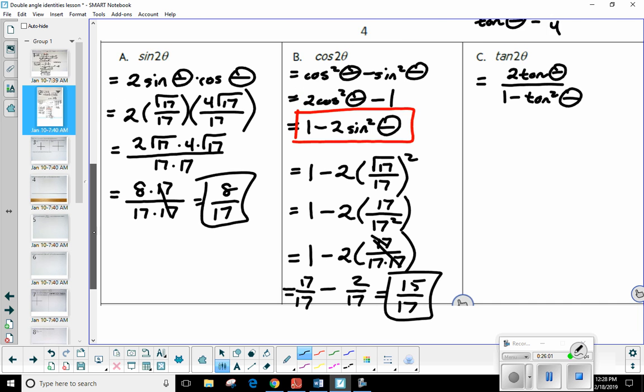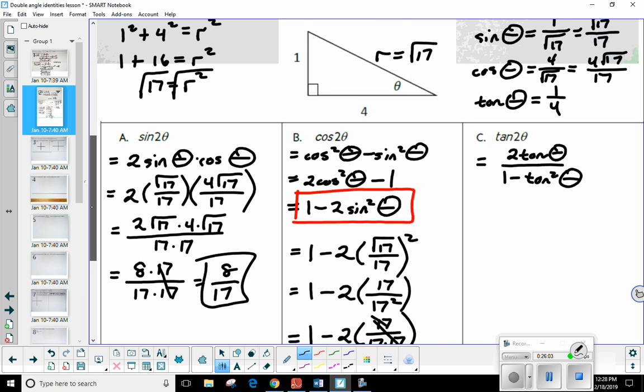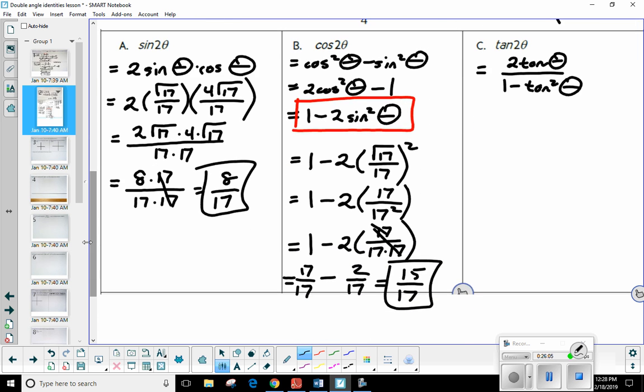What was tangent of theta? It was 1/4, right? So I just plugged that fraction in for tangent of theta. So tangent of 2 theta is 2 tangent of theta, 2 times 1/4, over 1 minus tangent squared, so that'd be 1 minus 1/4 squared. And now it's just a matter of simplifying, right? But there's actually a shortcut here.